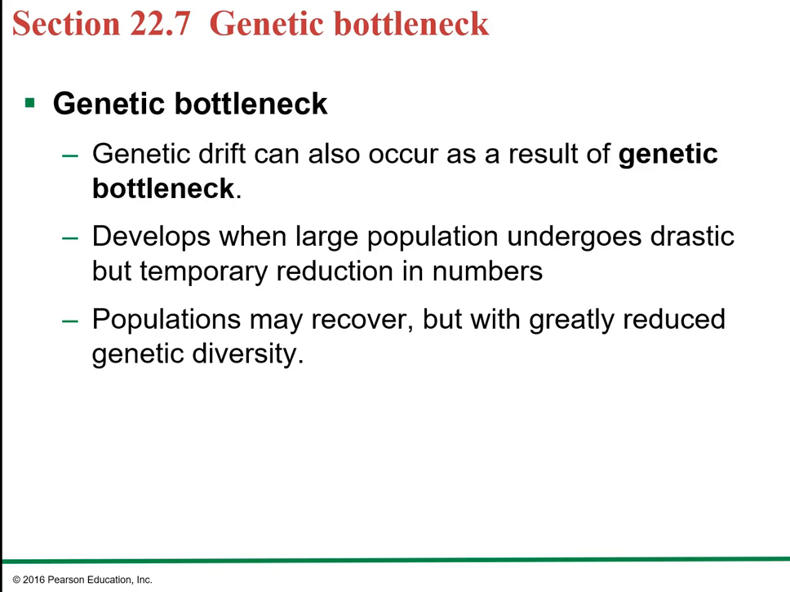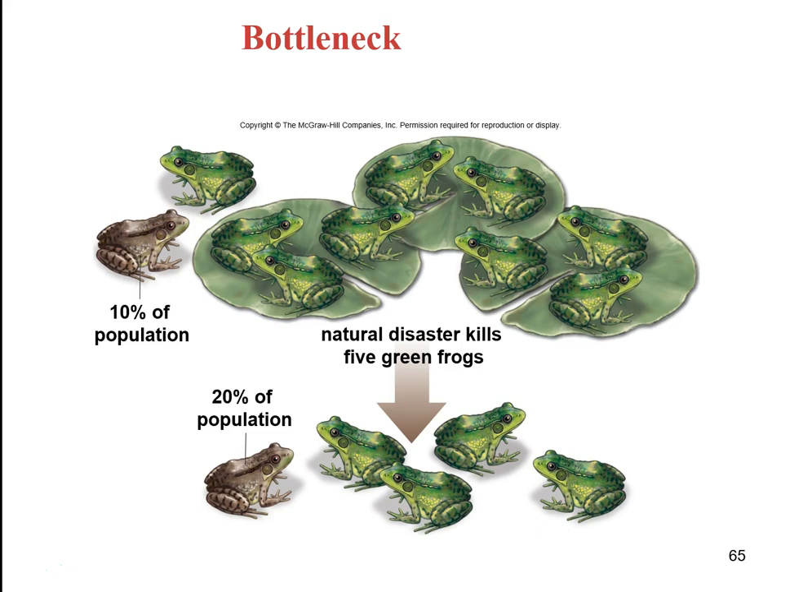Bottleneck, right? This is some sort of drastic change that occurs, maybe like a natural disaster. Again, same thing, you're going to wipe out a number of individuals within that population, and then what's left is going to be what reproduces. And so in some cases, those individuals that are left may be very different genotypically than what was in the original population.